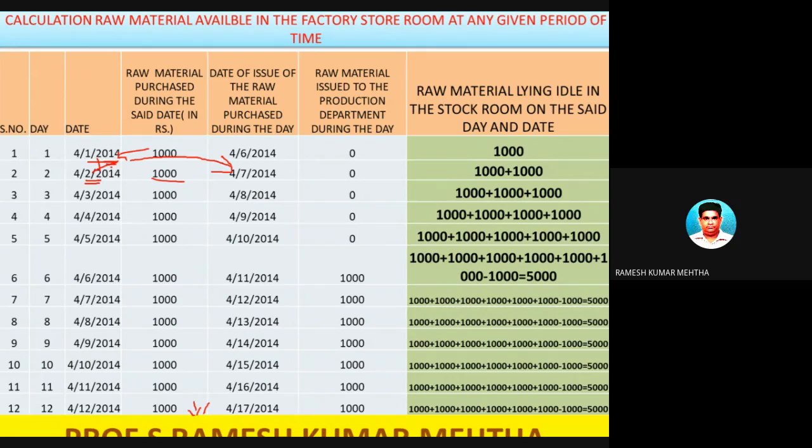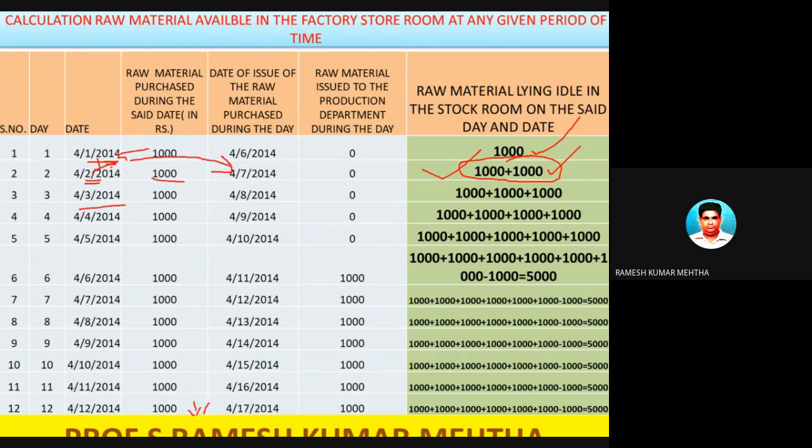So we have not issued anything so far to the production center. So 1,000 rupees of raw material was already lying idle in the stock room. Now another 1,000 rupees of raw material is getting idle. So 2,000 rupees of raw material is lying idle in the stock room, and this is the amount of capital so far invested in raw material, which is an element of current asset under working capital.